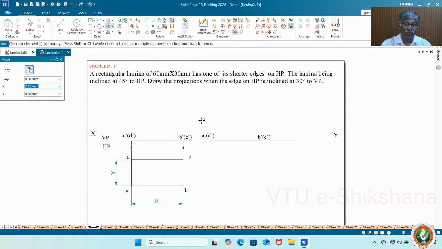Now, after doing this, you have to rotate, because the inclination of the lamina with respect to the HP is 45 degrees. So keep 45 degrees. Okay, so how to do it? Again, you take the same move. There only you have to rotate.